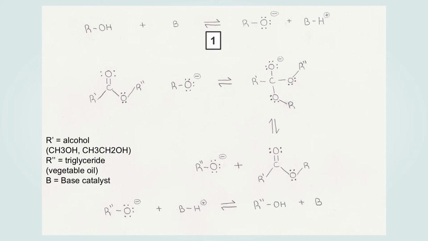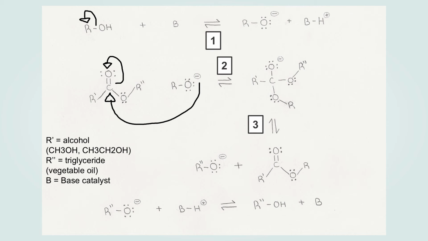The first step is the reaction of the base with the alcohol, which produces an alkoxide and a protonated catalyst. In step 2, an addition reaction is taking place. So the alkoxide acts as the nucleophile and attacks the carbon, forming a bond between oxygen and carbon, placing the pi bond onto the double bonded oxygen. This generates, as you can see here, a tetrahedral intermediate ion with a negative charge on that top oxygen.